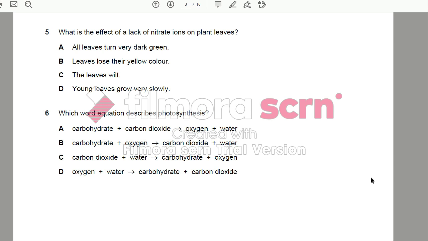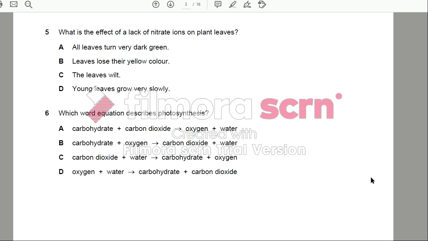So this question will be related either to the growth of the plant or to a slow rate of growth in plants. Let's find the correct answer. Option A: all leaves turn very dark green. Dark green color of leaves is always related to the presence of magnesium ions, so it's incorrect. B: leaves lose their yellow color. Again it's incorrect, because they are yellow when they do not have magnesium ions.